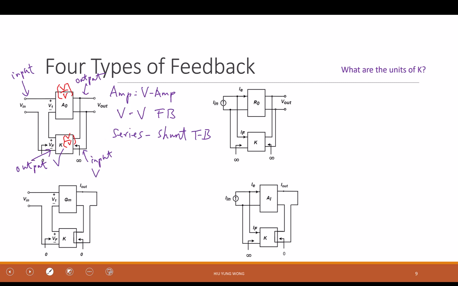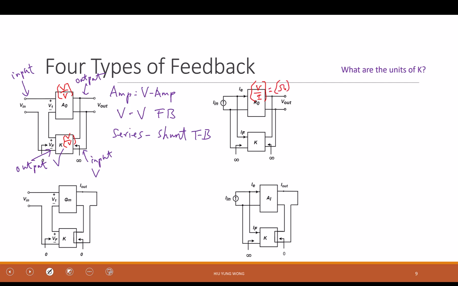Okay, so let's continue on the right one, right top. What is the input and output of this circuit? Input is what? We just discussed. Of the whole circuit? Current. What is the output? Voltage. So what is the unit of the feed-forward gain? Ohm, right? So you can say V over I or ohm.